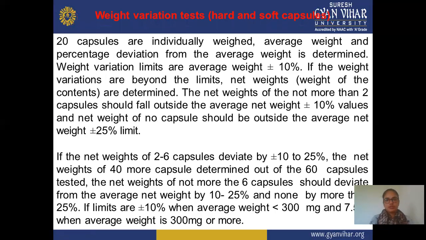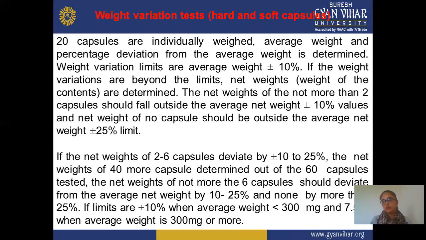Next is the weight variation test for hard as well as soft gelatin capsules. This test is the same for both. In this, you check that your tablets or complete batch should have a uniform weight. Suppose you are preparing 500 mg capsules, then your complete batch should have that weight, or not vary too much. A little variation is accepted, but more variation shows error, or you can reject your batch completely.